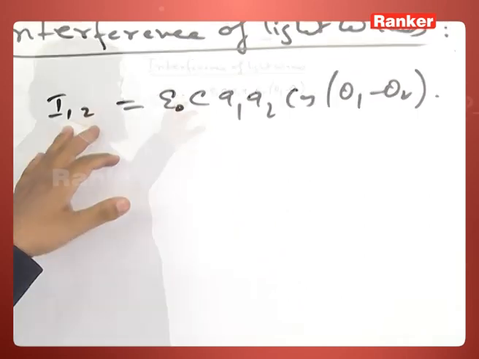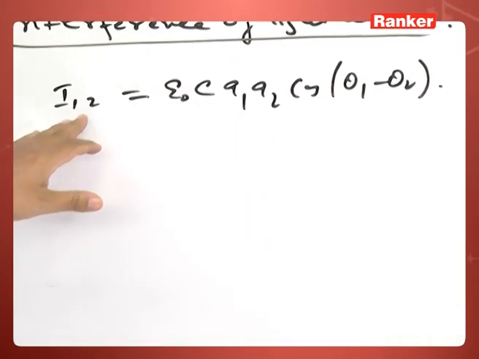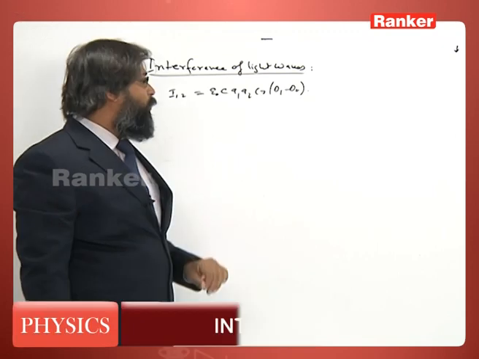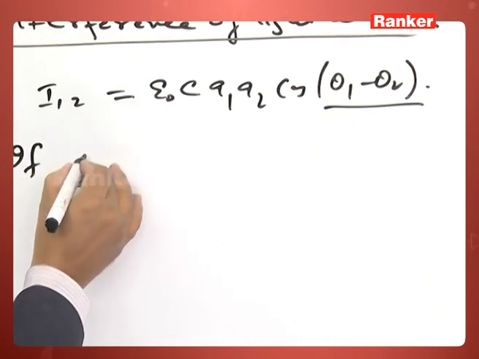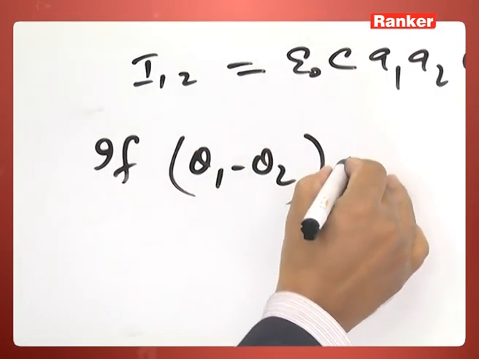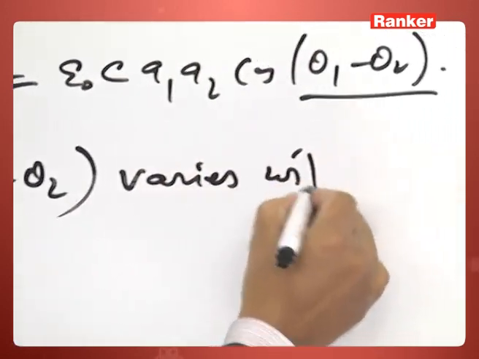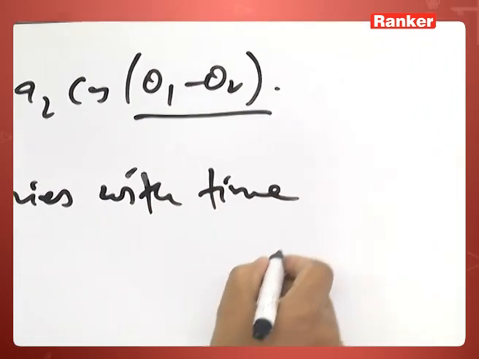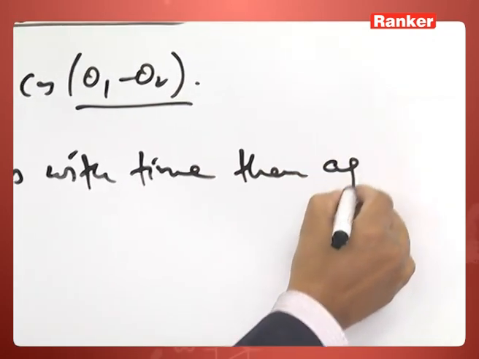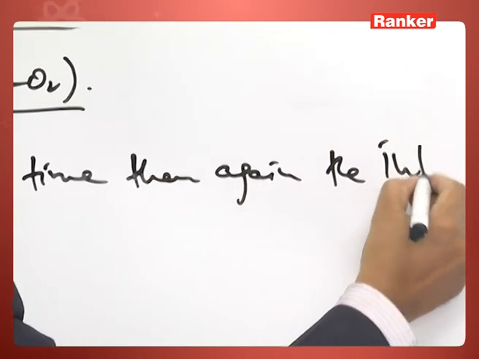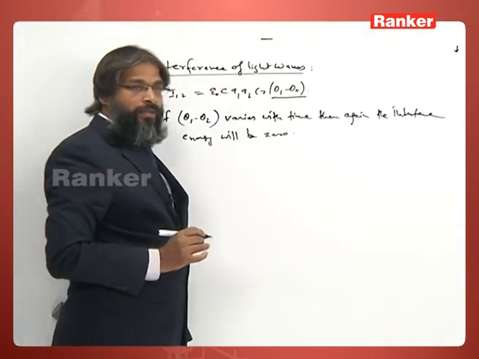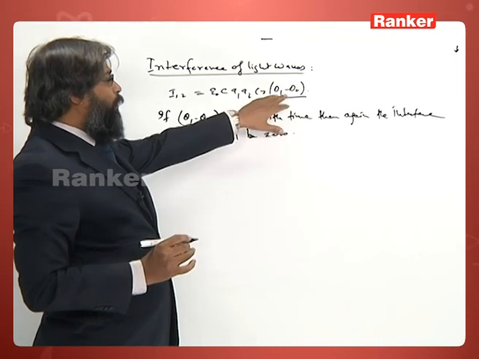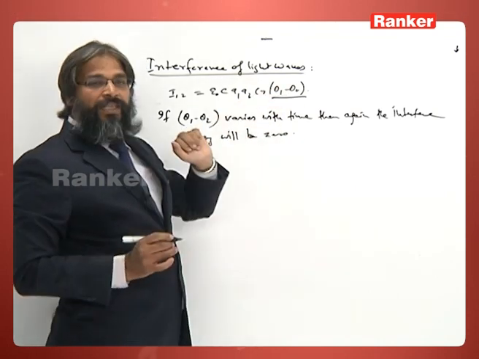So, now we see that the interference energy I12 is equal to epsilon naught C A1 A2 cos(theta 1 minus theta 2). Now, if theta 1 minus theta 2 varies with time, then again the interference energy will be 0. There will be no interference. Now what is theta 1 and theta 2?